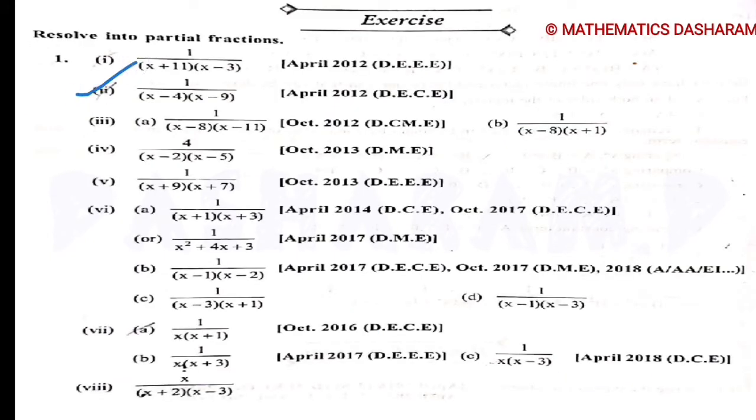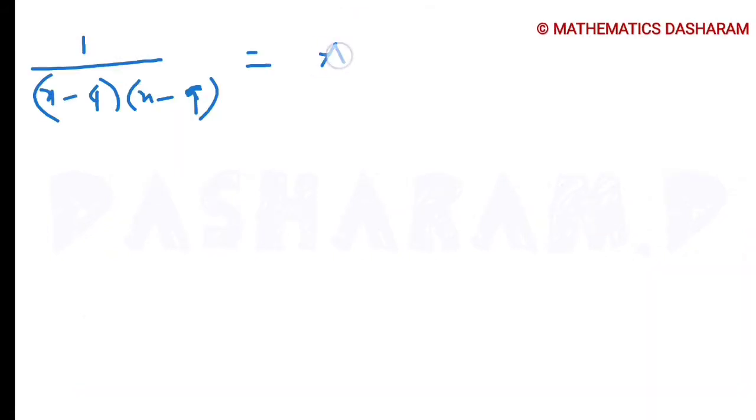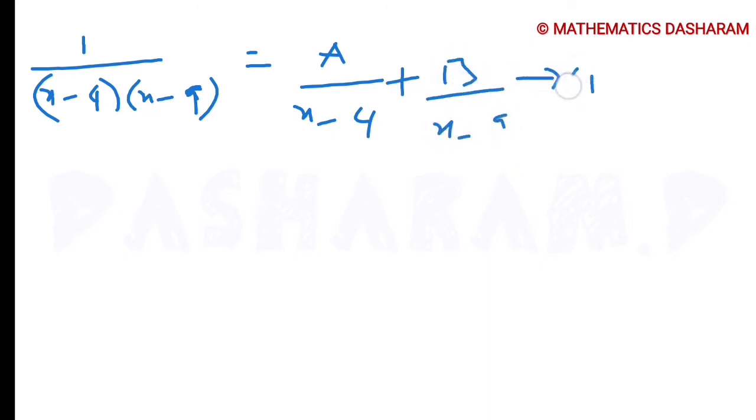Next, second question: 1 by (x minus 4) into (x minus 9). Here the denominator has non-repeated linear factors, the same as the previous question. So it equals a divided by (x minus 4) plus b divided by (x minus 9). It is equation 1. Here a and b are constant numbers.